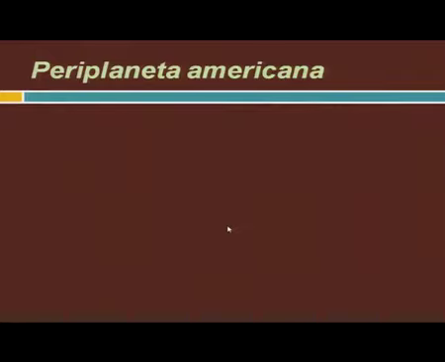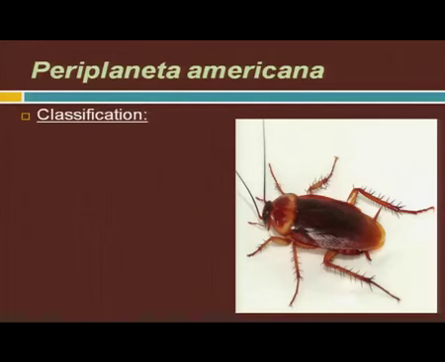Among these species, we will particularly focus on the study of the most common cockroach seen in India, which is Periplaneta americana. It is commonly known as American cockroach or ship cockroach because it has been transported along with humans in the ships and has spread throughout the different parts of the world. Here you can see the general picture of Periplaneta americana. I know all of you must have seen this insect.